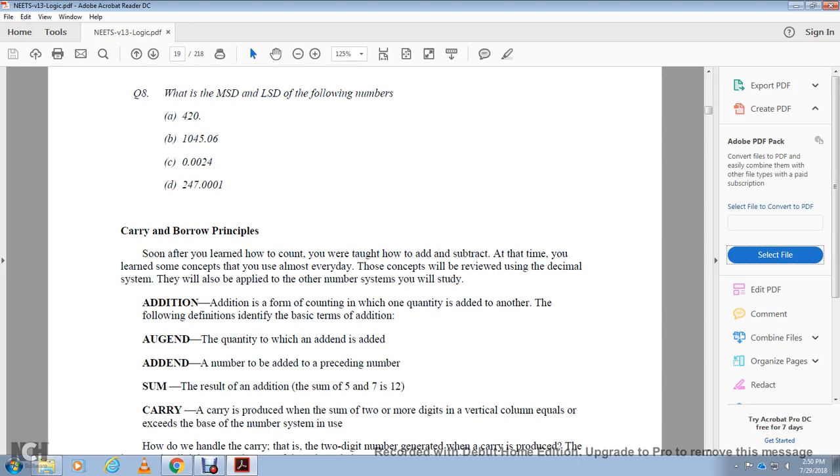Addition is a form of counting in which one quantity is added to another. The following definitions identify the basis of the term addition.